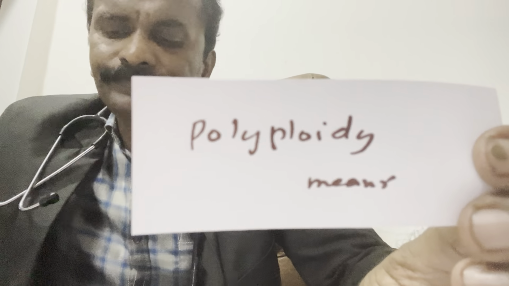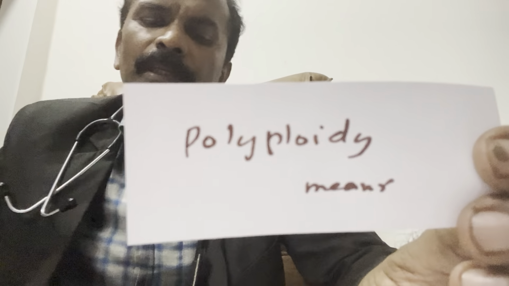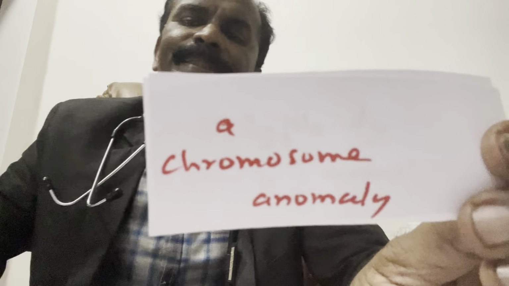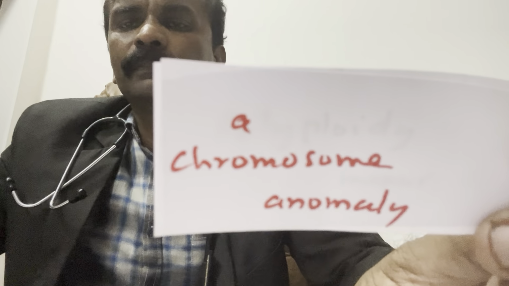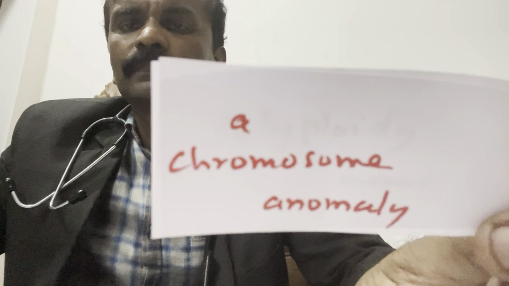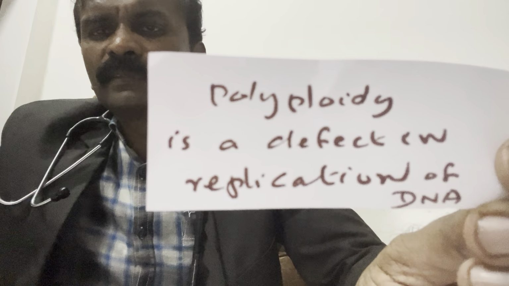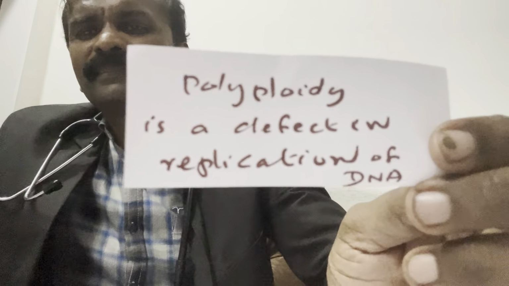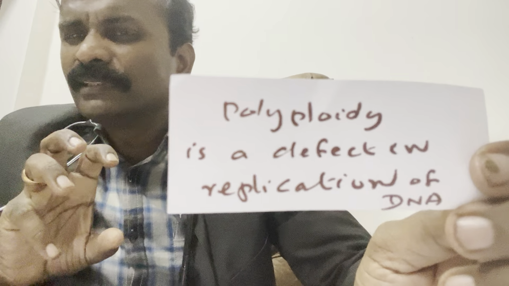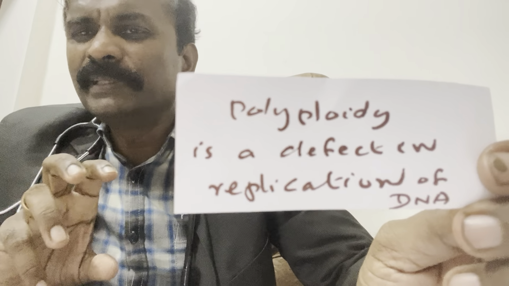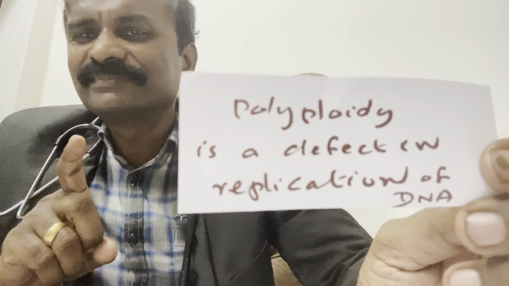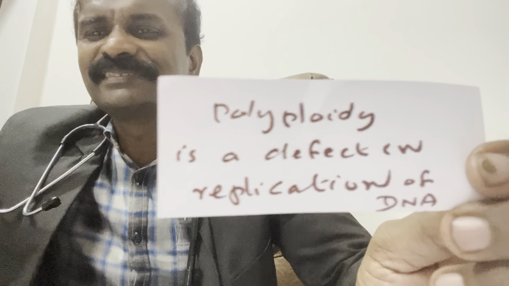What is polyploidy? Any idea? It is a chromosomal anomaly. Polyploidy is a chromosomal anomaly. Polyploidy is a defect in replication of DNA. True or false? See, NEET is very easy. Hear the study material 7 days continuously. Otherwise you will not remember these things. No chance.